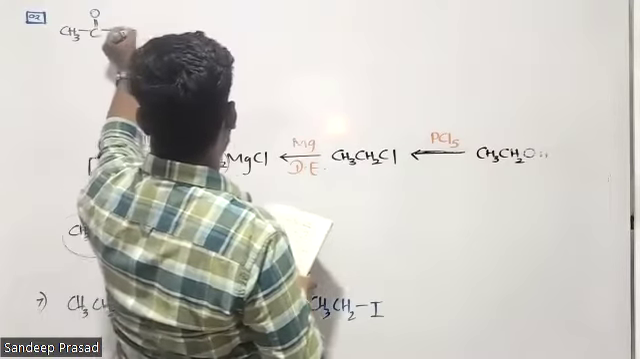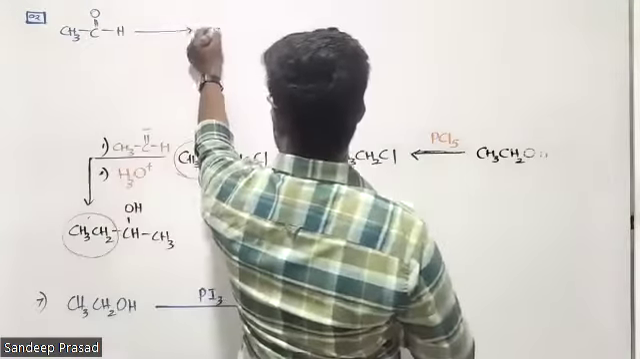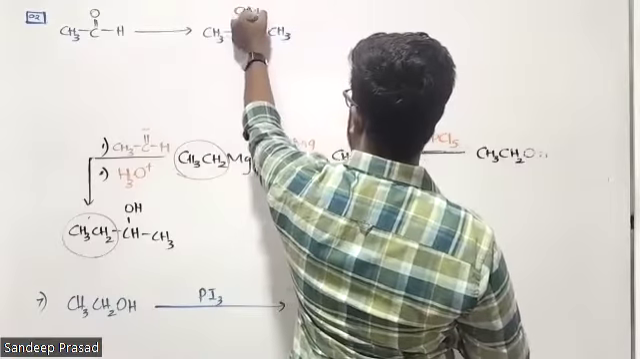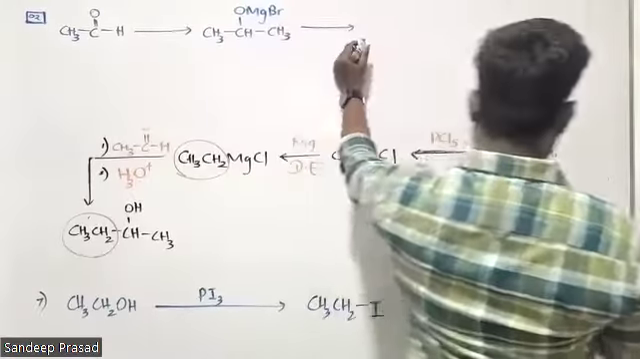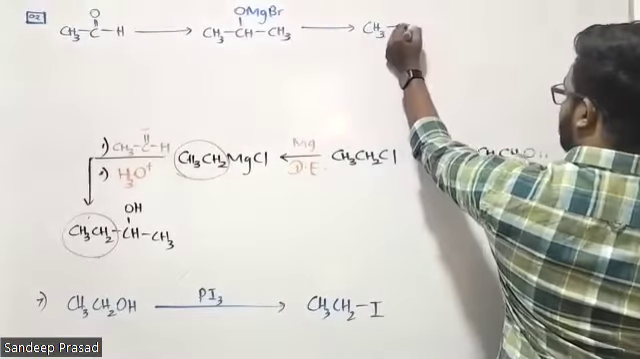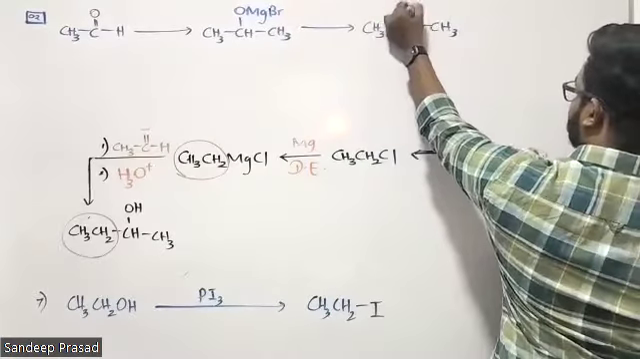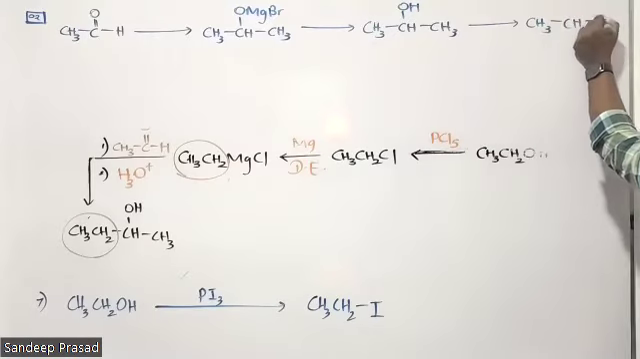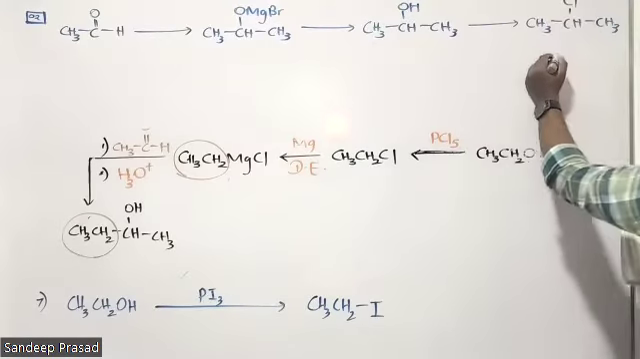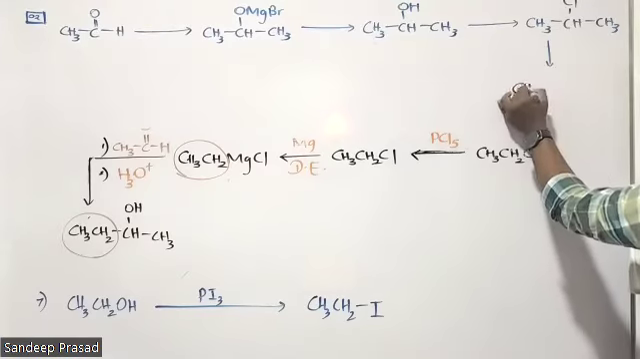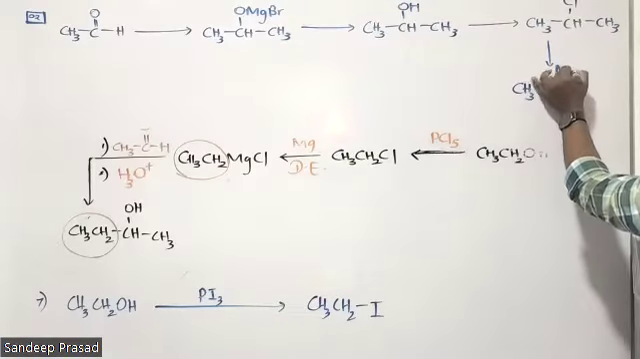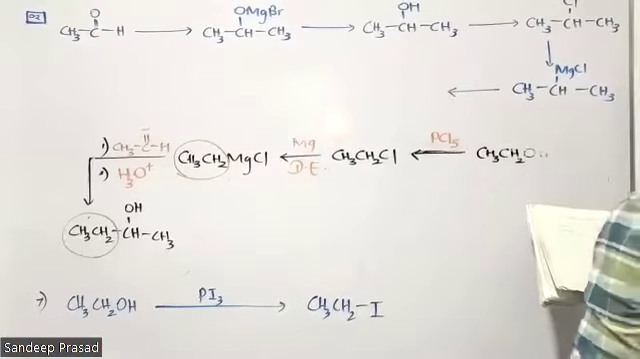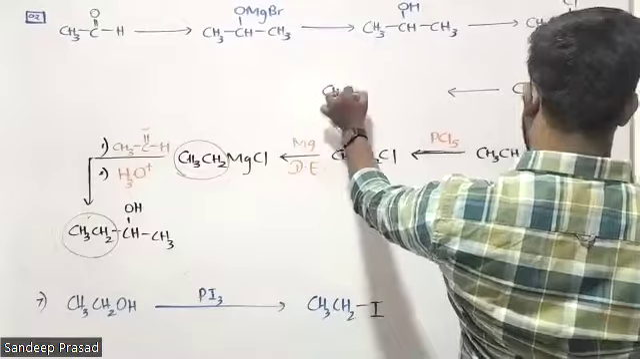So we have an aldehyde. We have added some Grignard reagent there. Quickly complete this. Then the Grignard reagent is formed again. Find out what is the aldehyde we have to add here.